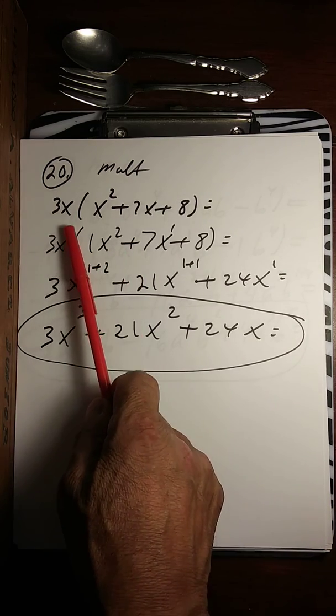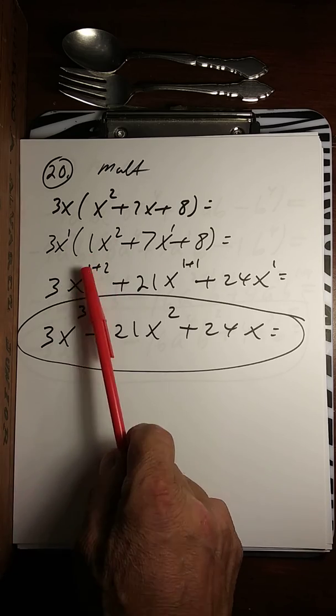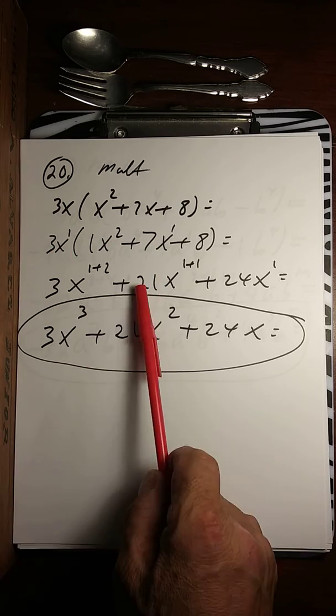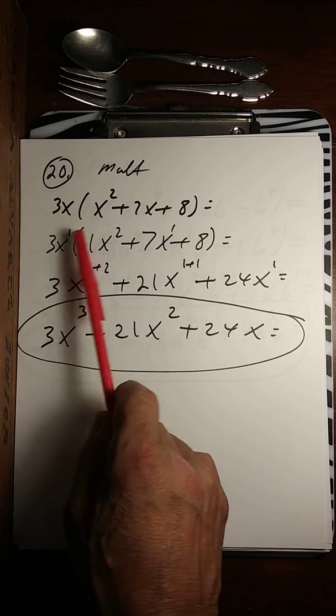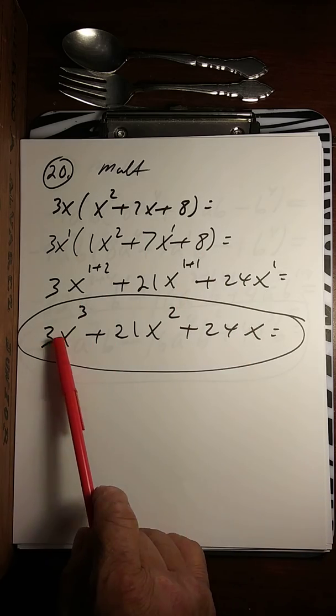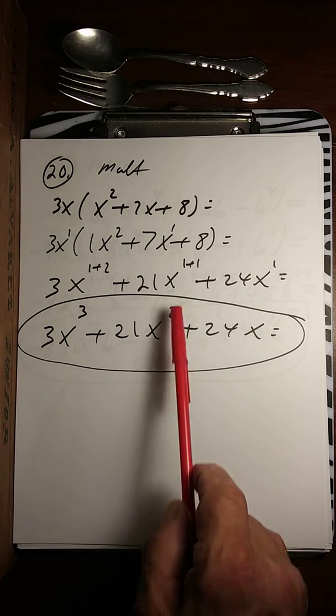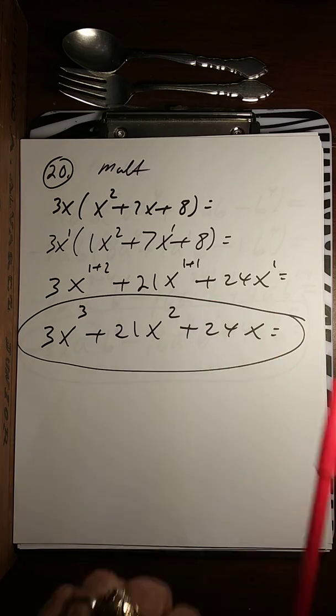Multiply. Put a 1 there. That times that is 3 to the x, 1 plus 2. That times that is 21, x to the 1 plus 1. And that one is that. So now this is going to be 3x to the 3 plus 21x to the second plus 24x. Just add the powers right there.